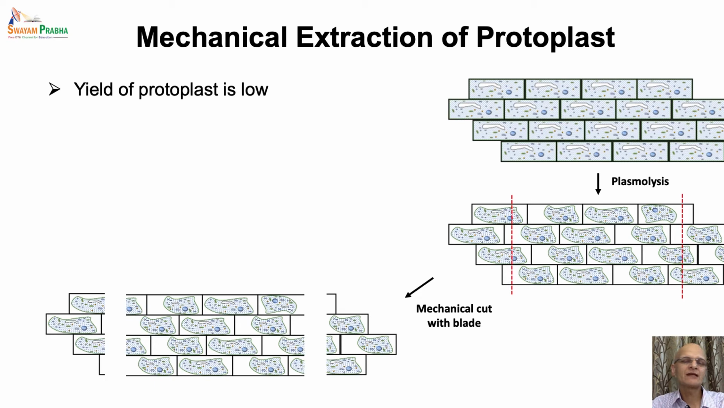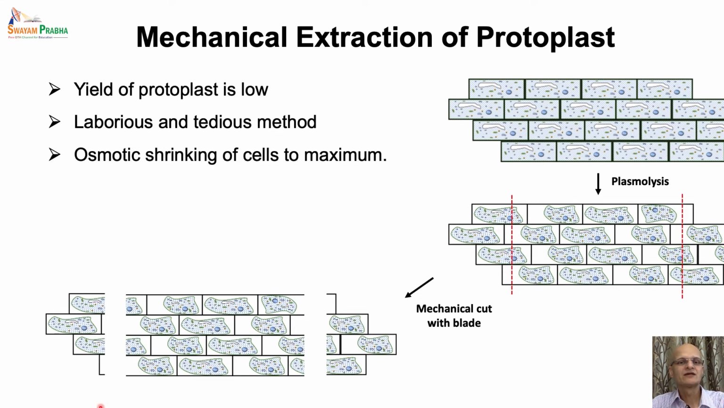Practically, mechanical extraction of the protoplast is not of much use, as the efficiency of the mechanical extraction method is very, very low. It results in very low yields in terms of number of protoplasts prepared through the cutting the plasmolysed tissue. Therefore, it is a laborious and tedious method. Even to extract the minimum number of protoplasts, large amount of tissue would be required and need to be processed through the plasmolysis and cuttings.